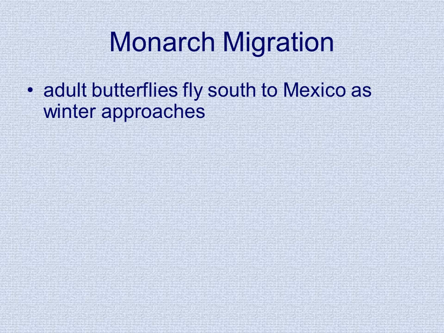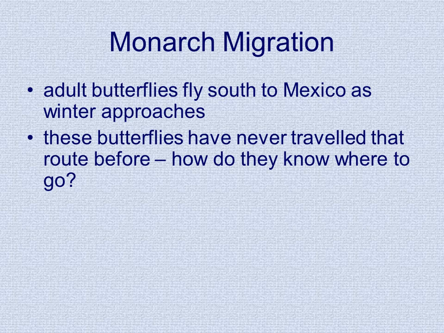Now, the adult butterflies, as I mentioned, will fly south either to California or to Mexico as the winter approaches. The interesting thing is the butterflies have never traveled that route before. The way the butterflies breed, they have a several month life cycle. So these butterflies that are flying south in the fall were born in the north, and they've never traveled that way before. How do they know where to go?